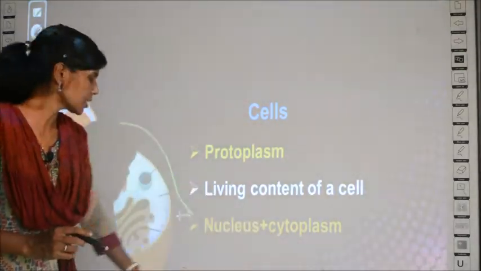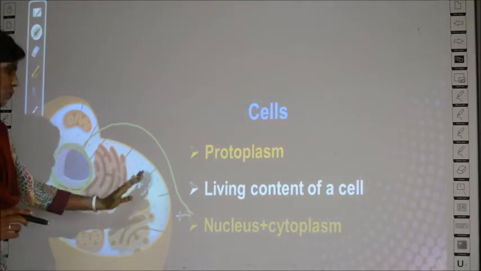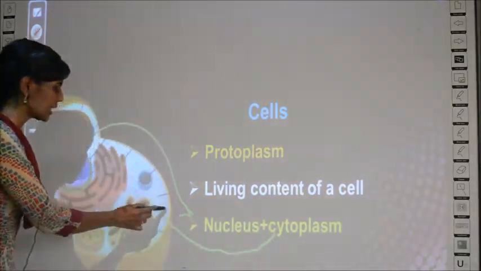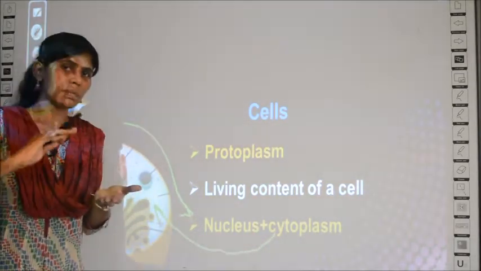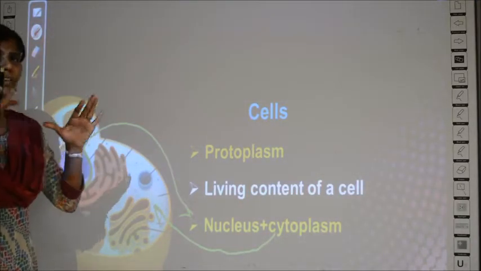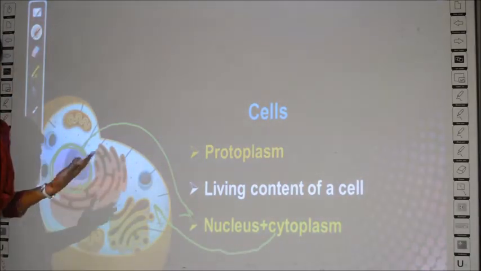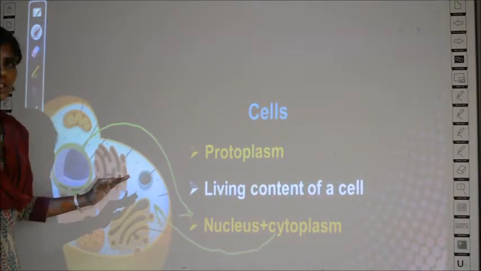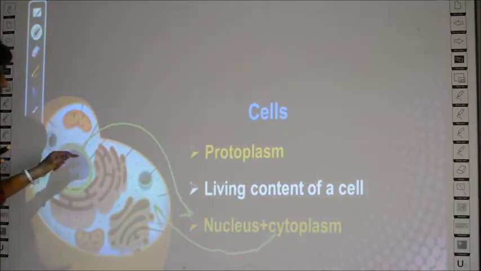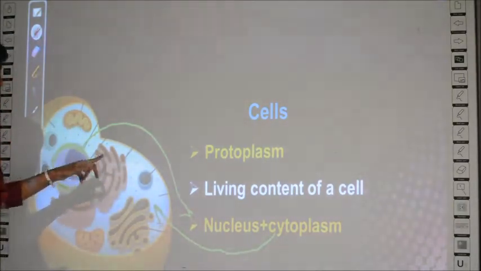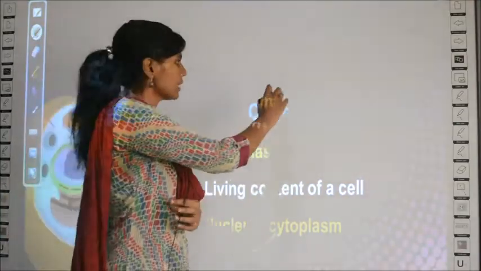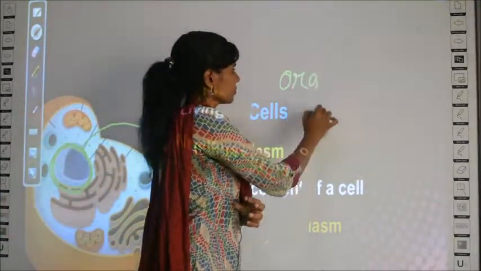Where is the cytoplasm? The complete region shaded in light blue is the cytoplasm, the liquid material inside the cell. Inside this liquid material all the other components or organelles of the cell are floating. It is like water on which the other organelles float. So protoplasm is equal to the nucleus and the cytoplasm. What about these other structures? These other structures are called organelles.